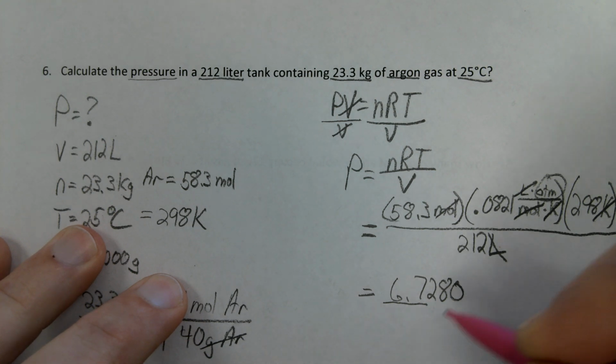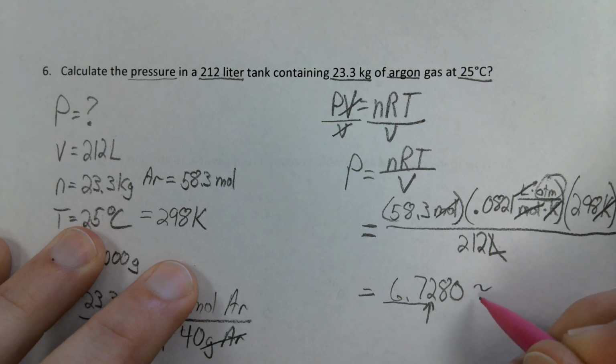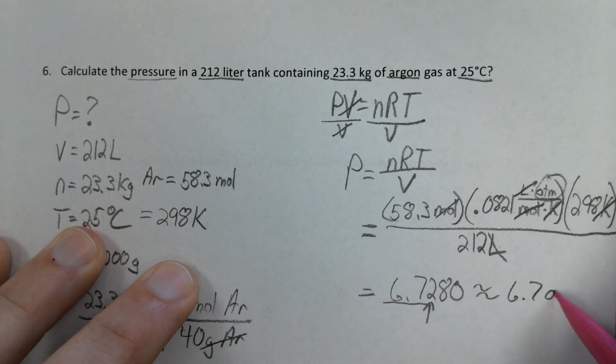So 2 is how many we will use. There's my first 2. I look at the next one for rounding purposes. 2 doesn't tell me to round up. So this ends up being 6.7, and then our unit that was left over for pressure is atmospheres.